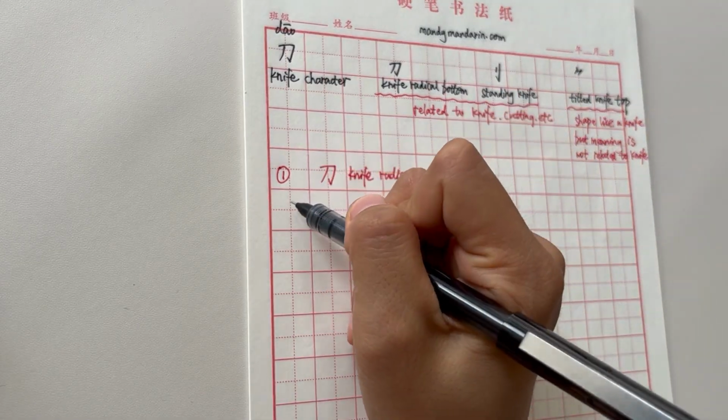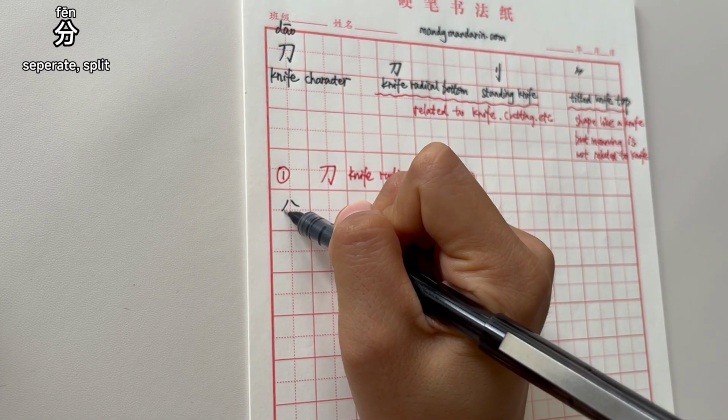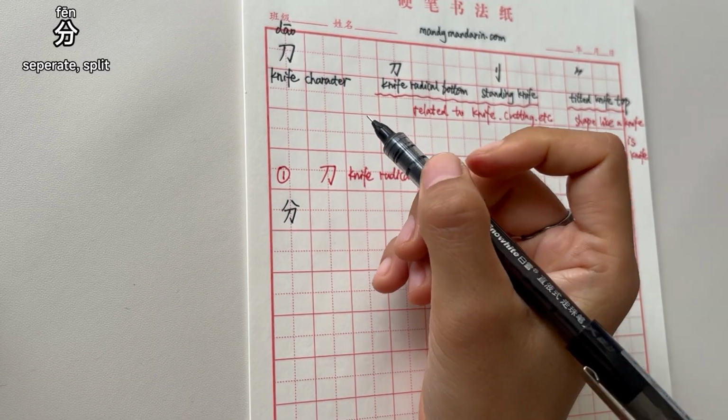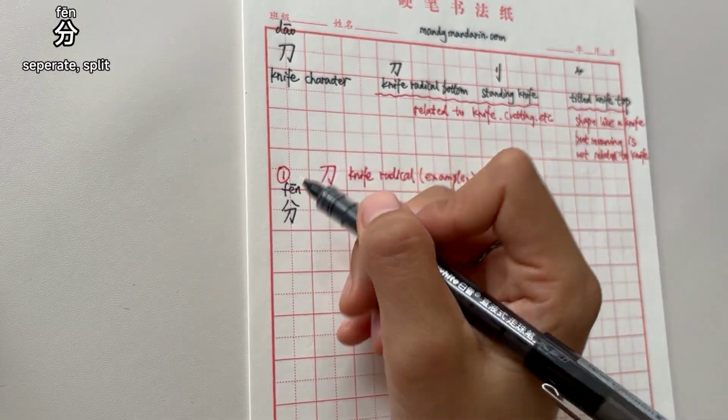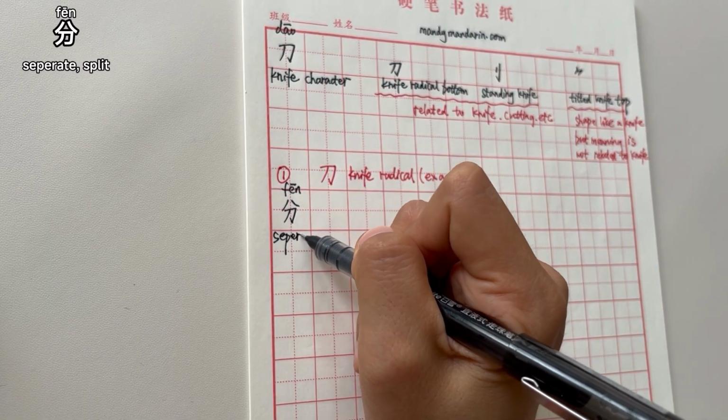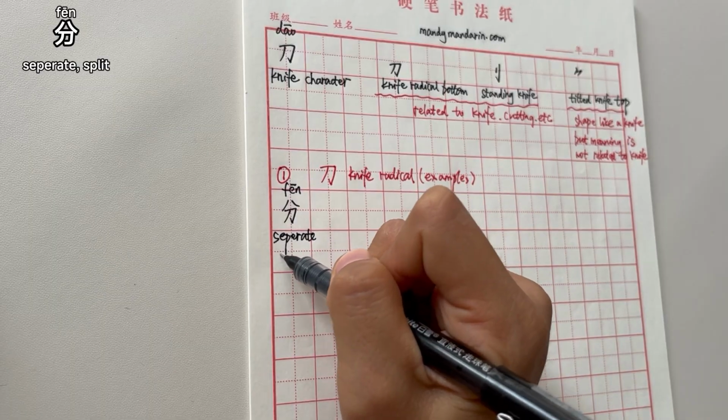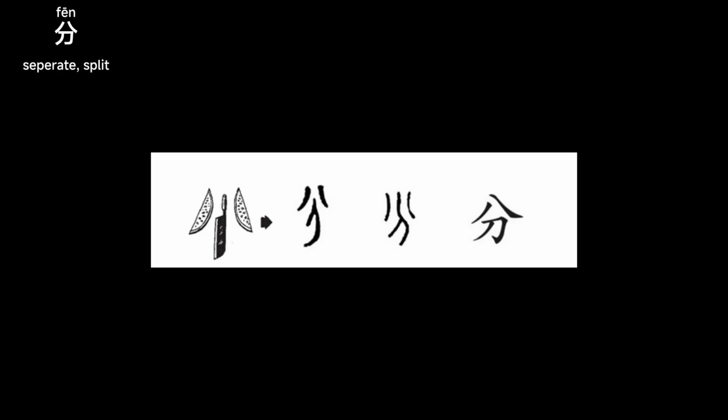The first one, 分. Fen, it could mean separate or split. Here is the evolution of the character fen. As you can see from the very original form, it's like using a knife to cut things open so the things are separated into different parts.